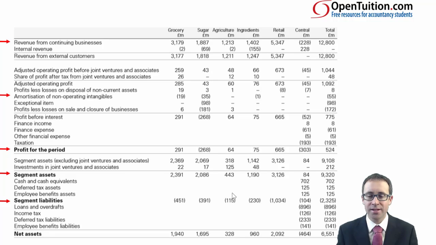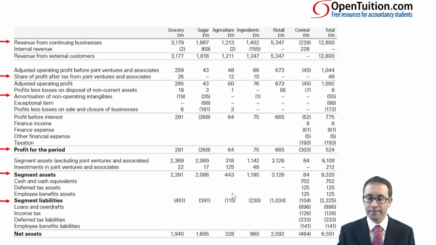And again, you can then investigate that a little bit further as the user of the accounts. Other non-cash item that you've got there, just thinking about group accounts, I suppose, is the share of profit after tax from joint ventures and associates. So you can see there that grocery, agriculture, and ingredients all have, if you like, an element of an associate or a joint venture.